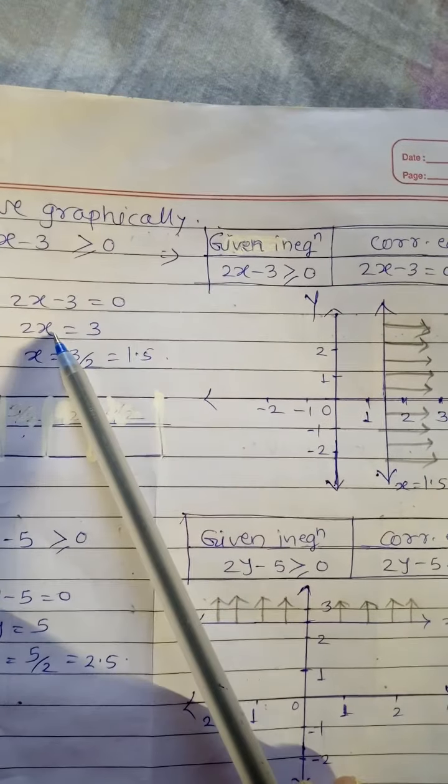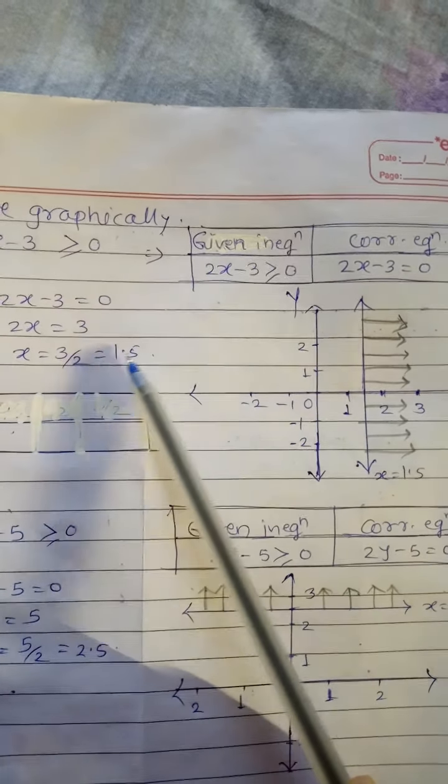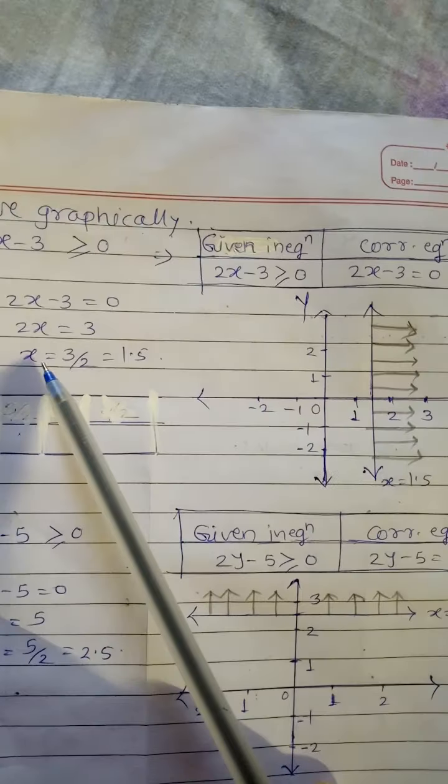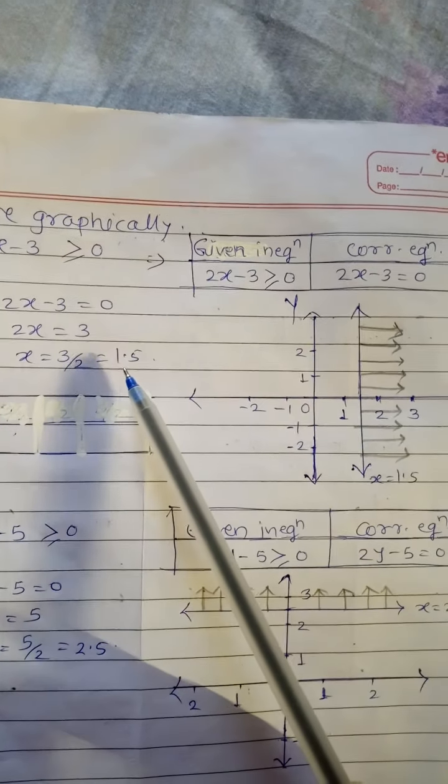Now we are going to solve this equation. 2x minus 3 is equal to 0. So 2x is equal to 3. So x is equal to 3 by 2. So we will get 1.5. Means you are given that x is equal to 1.5. So you have to draw a graph of this one.